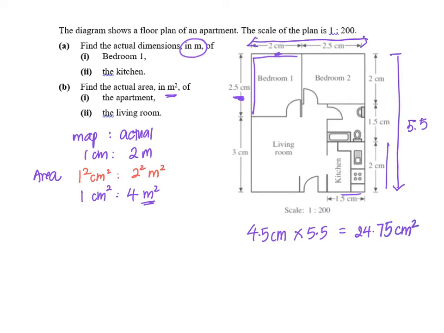So I'll put this under the map or the actual. This 24.75 is under map or actual? Map. So it's 24.75 cm square. How do I find the actual area? Times 4. So I get my answer. How would you get? 99 meter square. This is for area for apartment.